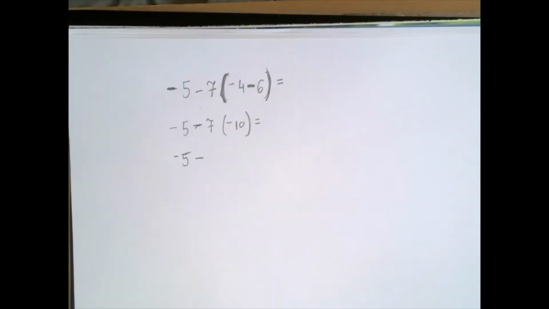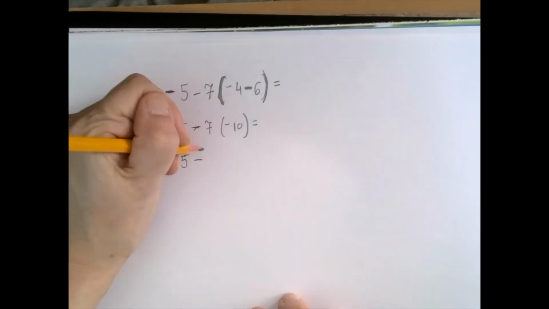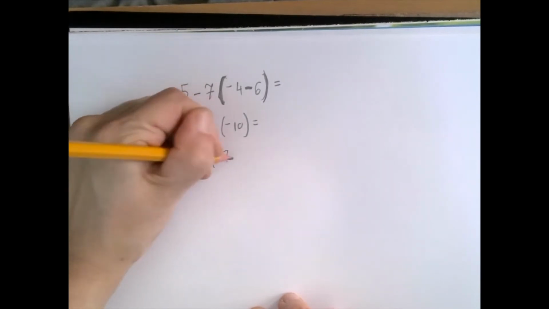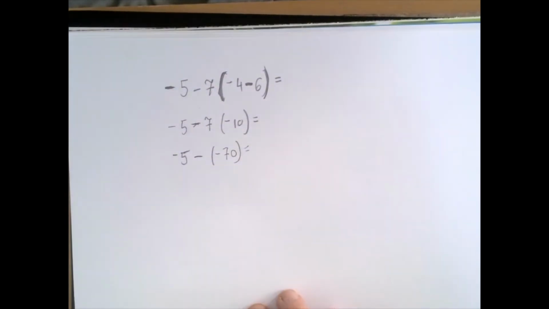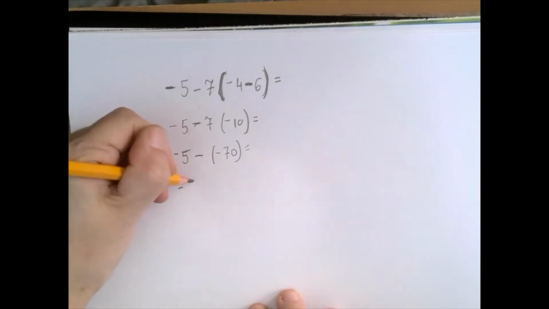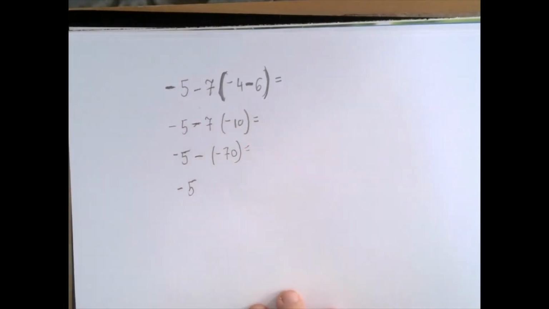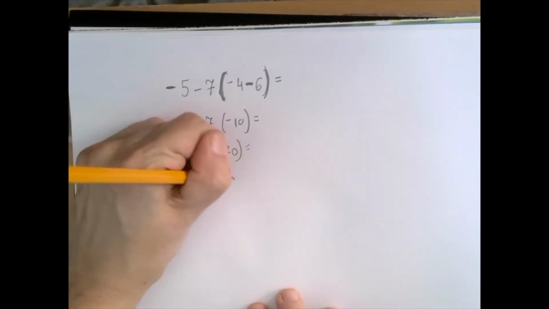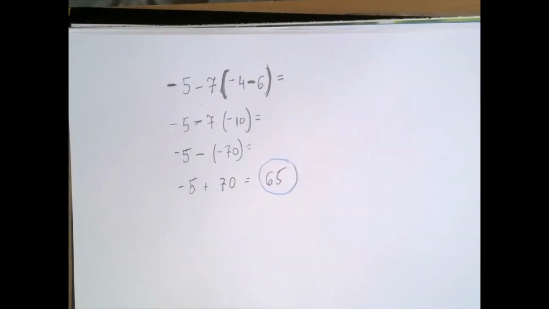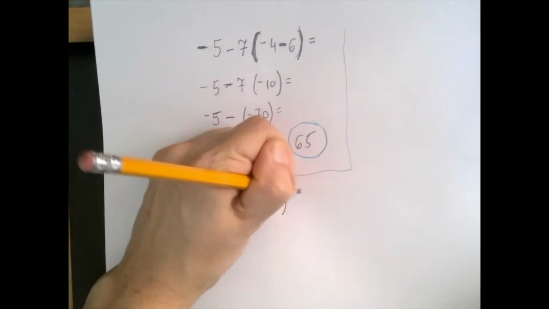We're subtracting 7 times -10. 7 times -10 is -70, and that's what we are subtracting. To subtract is to add the opposite. -5 minus -70 is the same as -5 plus 70, which is 65. Now let's see this other one. Here is our next problem.